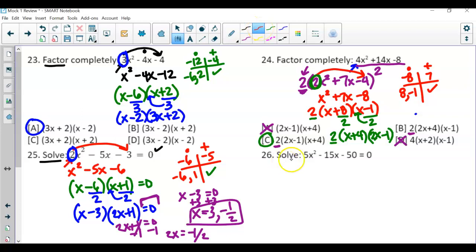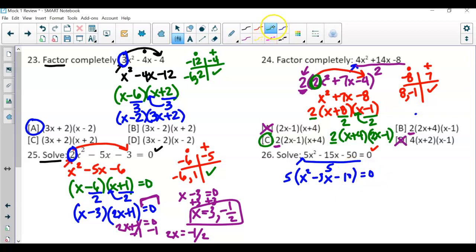Again, we are solving and it's already equal to 0, so we're good on that part. But again, notice how a is greater than 1. It's a 5. So do we have a common factor that we can factor out? Yes, I can divide all three values by 5. So let's go ahead and take care of that GCF. So 5 times x squared minus 3x minus 10 is equal to 0.